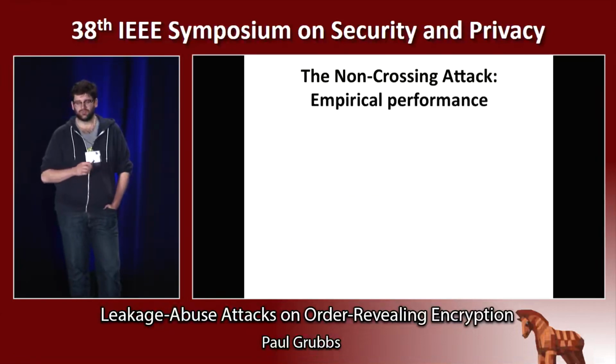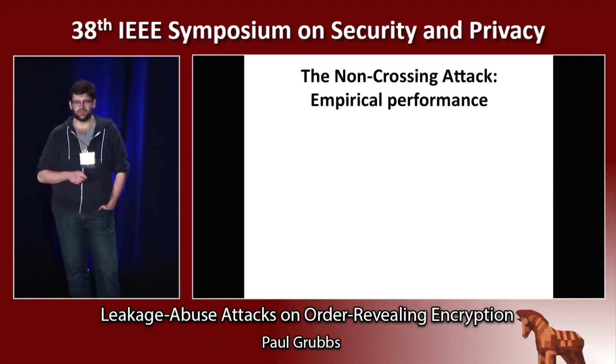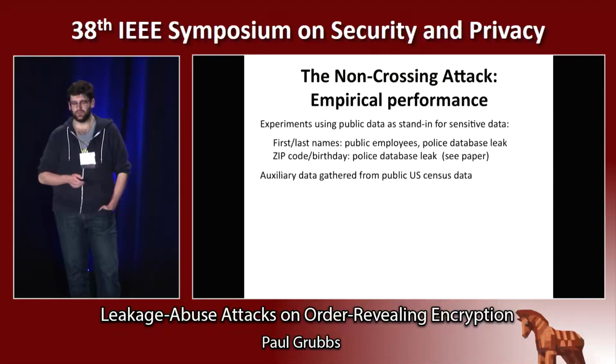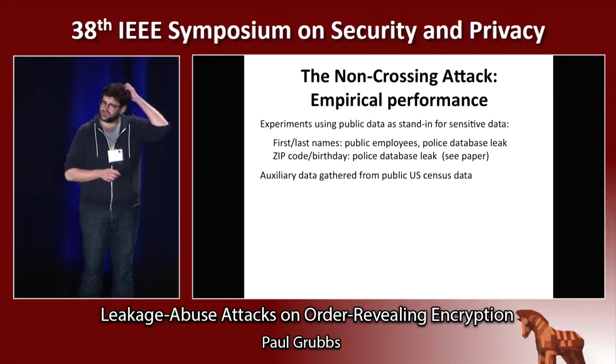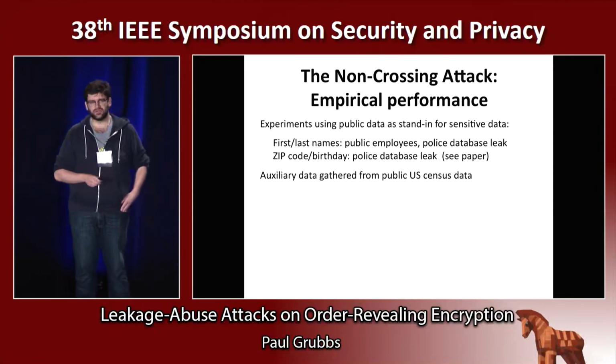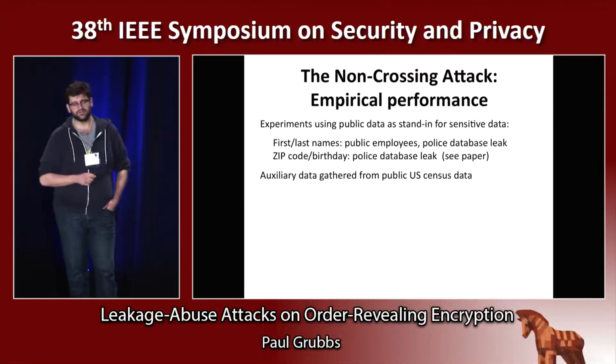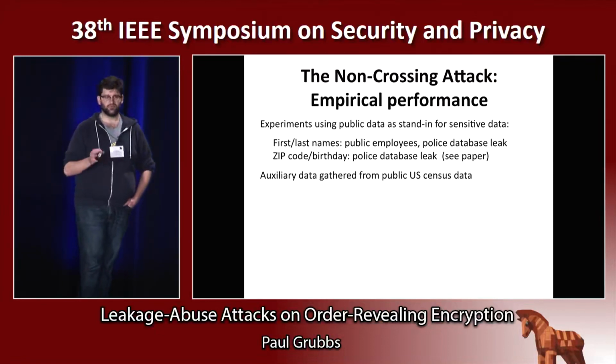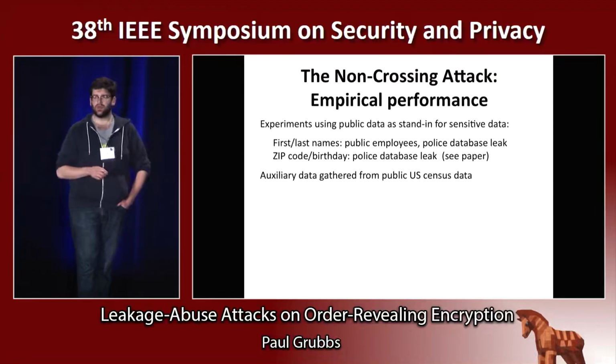To test the empirical performance of this attack, we used public data as stand-ins for the kinds of sensitive data people want to encrypt. For first names, we used about a dozen data sets of public employees drawn from, I think, a few different states and maybe one federal database, as well as a database of police officers that was leaked last year. And we also did attacks on zip codes and birth dates, and for this we only had one data set, which was the police database leak. And for these attacks, because our auxiliary data wasn't very well correlated with the target data, they didn't perform particularly well. If you want to see more information, you can see our paper.